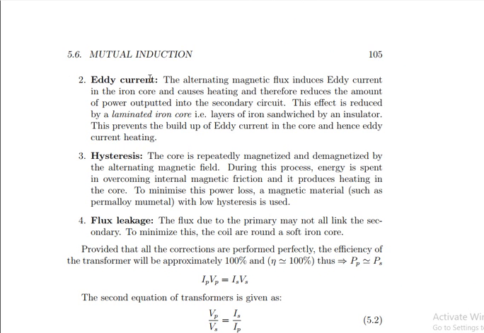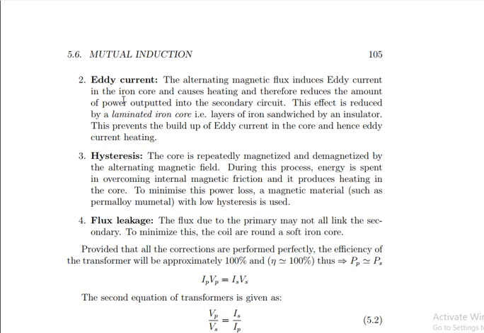The second case, which is going to reduce the efficiency of the transformer, is the eddy current. The alternating magnetic flux induces eddy current in the iron core. This causes heating, and therefore reduces the amount of power output into the secondary circuit. This effect is reduced via a laminated iron core. So you realize that in your transformers, there is a certain form of plastic layer on the iron core. This is in order to reduce the eddy current, because the eddy current is going to be produced.